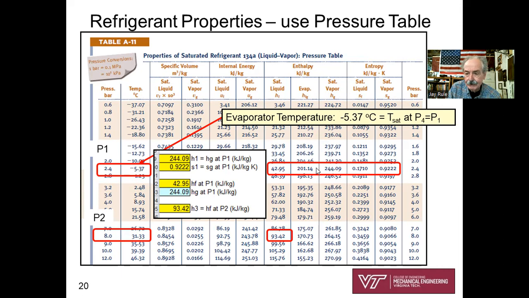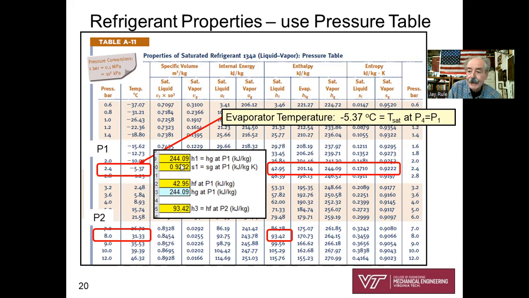We're going to write down the properties we need at states 1 and 3, and pressure 2. So let's look at h3 first. We recall on our T-s diagram that the exit of the condenser, state 3, is saturated liquid. So we'll go to P2, the high pressure, and look up hf and write it down, 93.42 kilojoules per kilogram.